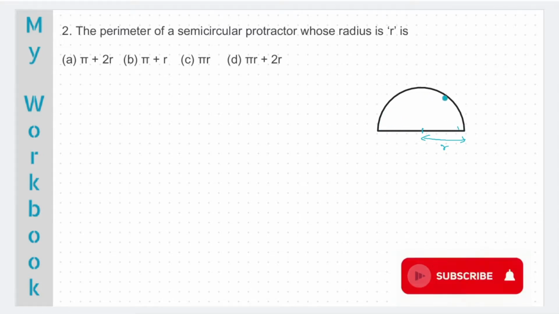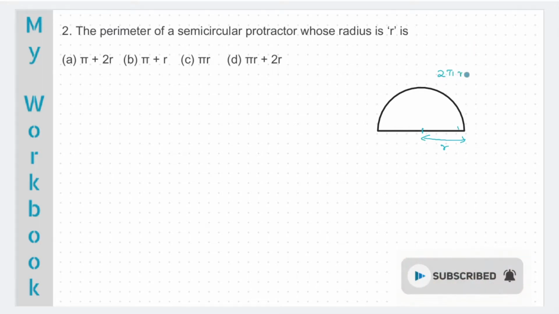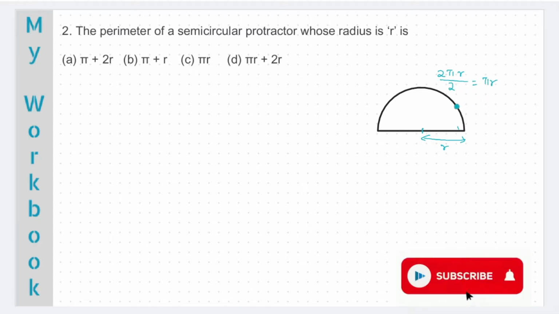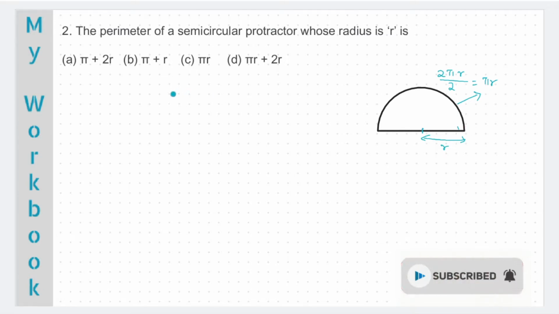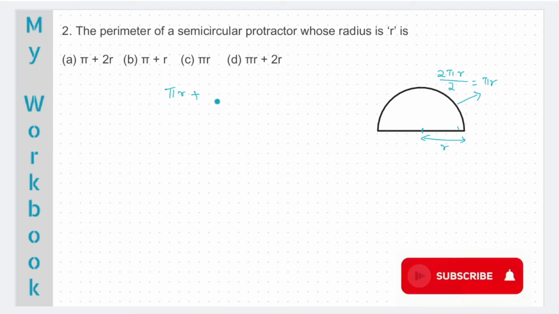What is the length of this arc? It is pi r, because for the entire circle it will be 2 pi r. We have only half of it, so it will be pi r. So this arc's length is pi r and then we have one entire diameter, r plus r, which will be 2r. So the total perimeter is pi r plus 2r. So option D is the correct answer.